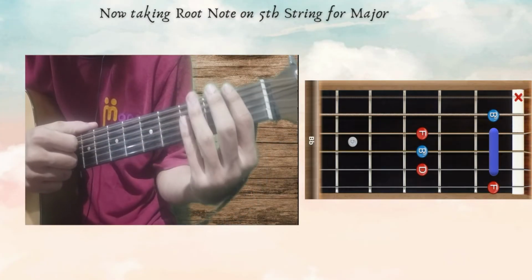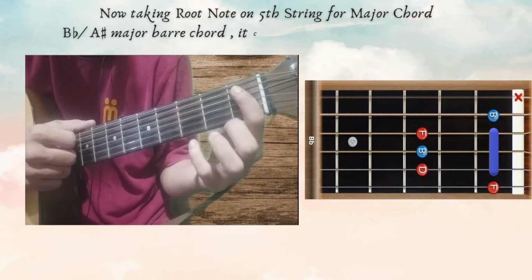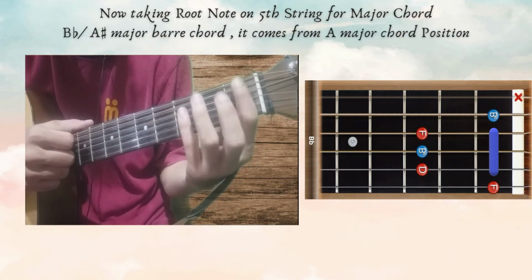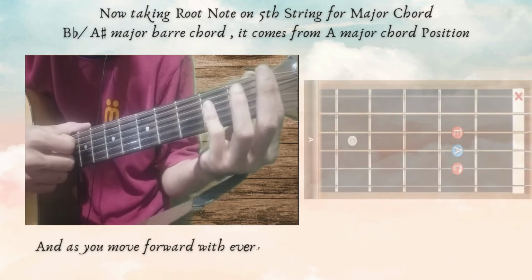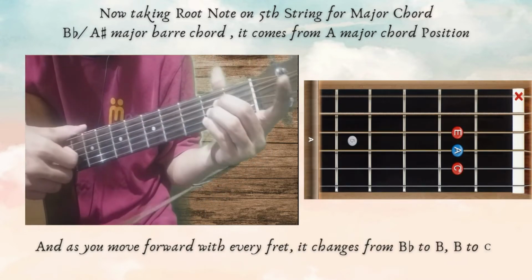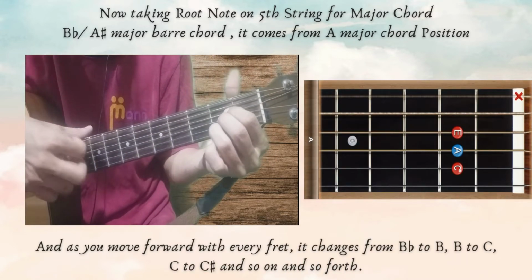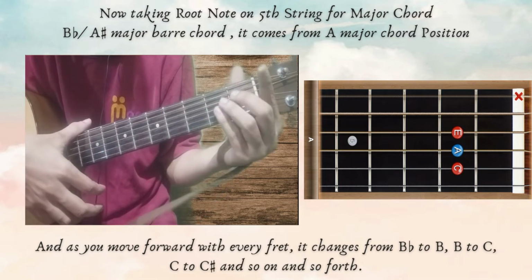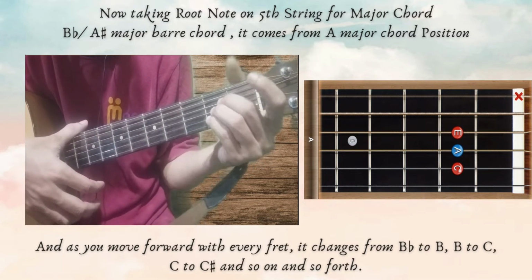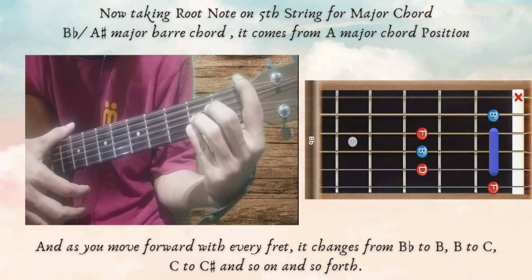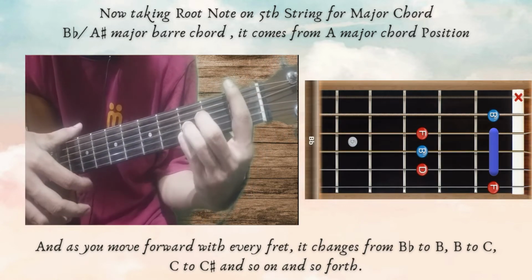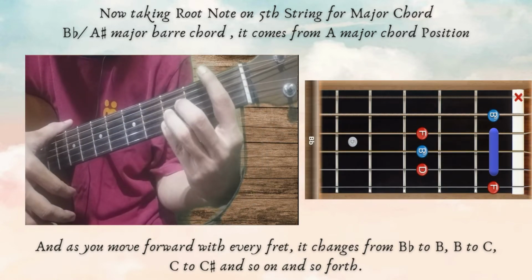Now playing the major bar chord by taking the root note on the 5th string, okay, the major bar chord. So this comes from our A major chord position. If you know the A major, which goes like this, instead of playing like this, we are playing it like this, and then taking one step ahead, this becomes a B flat major.